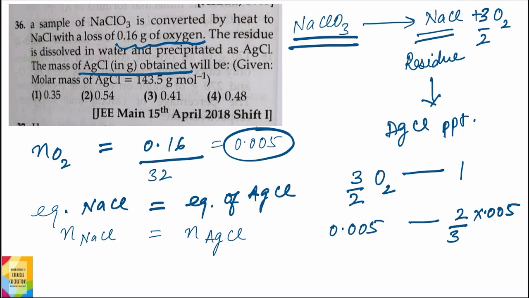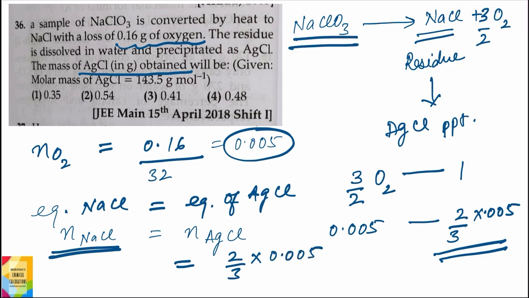Now mass of AgCl obtained as precipitate depends upon the moles of NaCl formed during this reaction, because the moles of AgCl precipitated is same as the moles of NaCl formed in this reaction. So 2/3 into 0.005 moles of NaCl is formed. So moles of NaCl is 2/3 into 0.005. Therefore moles of AgCl will also be 2/3 into 0.005 moles. अब ये तो हो गया moles of AgCl.